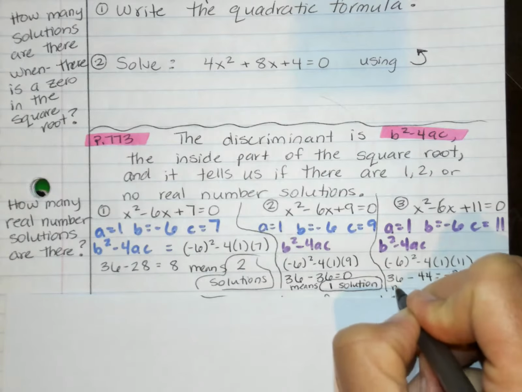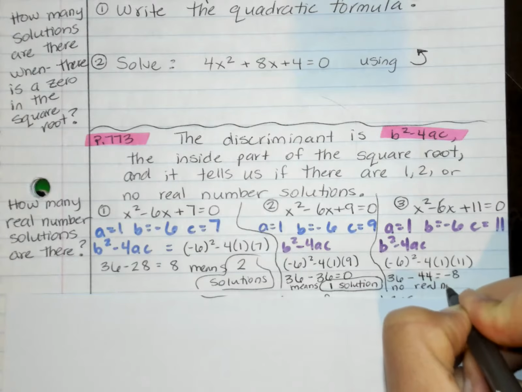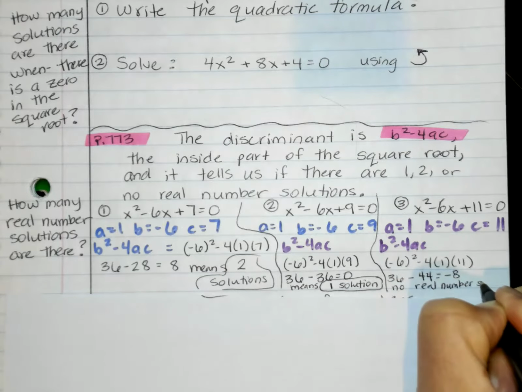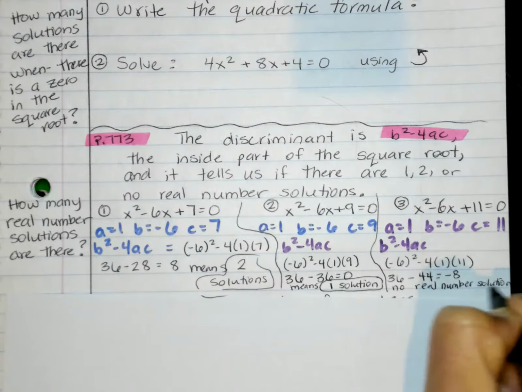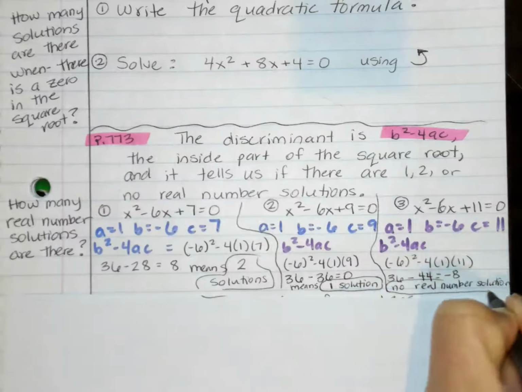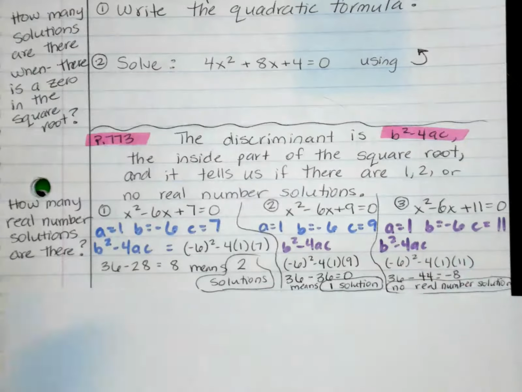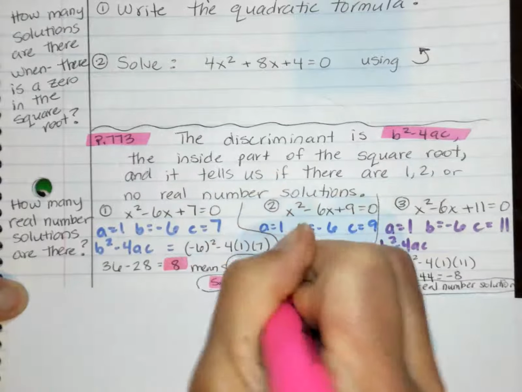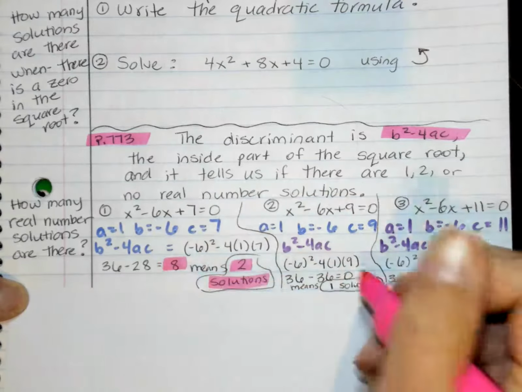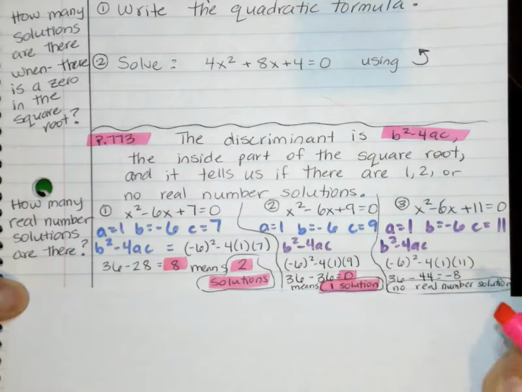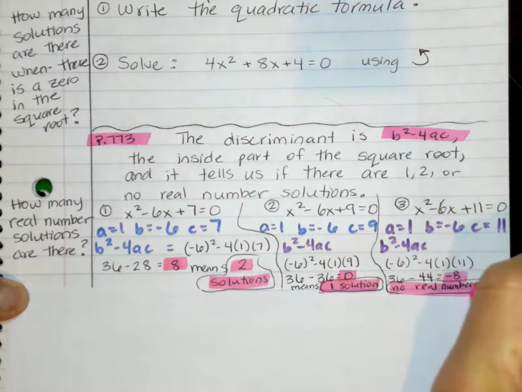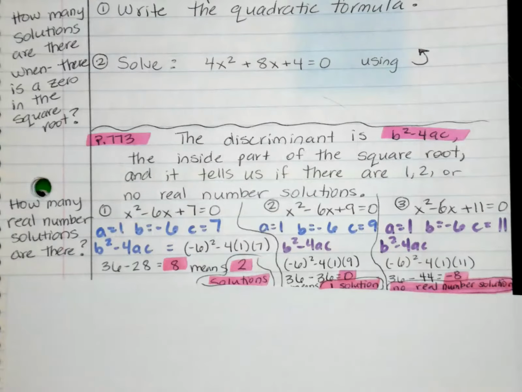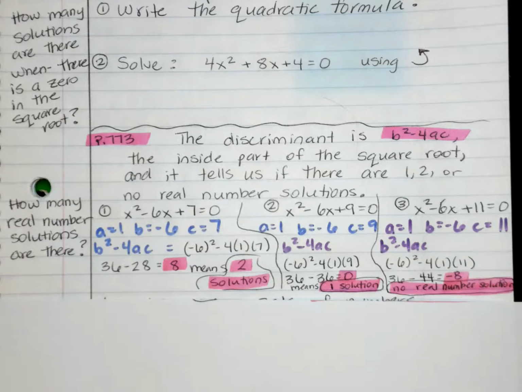And so that means there is no real number solution. And that's based off of what the little chart in the book says. Let me also just highlight what we get each time. The positive 8 means 2 solutions. It could be any positive number. The 0 means 1 solution. The negative 8 means no real number solutions. And remember that that corresponds with a graph, like if you were to graph it and how many places the graph intersects the x-axis.